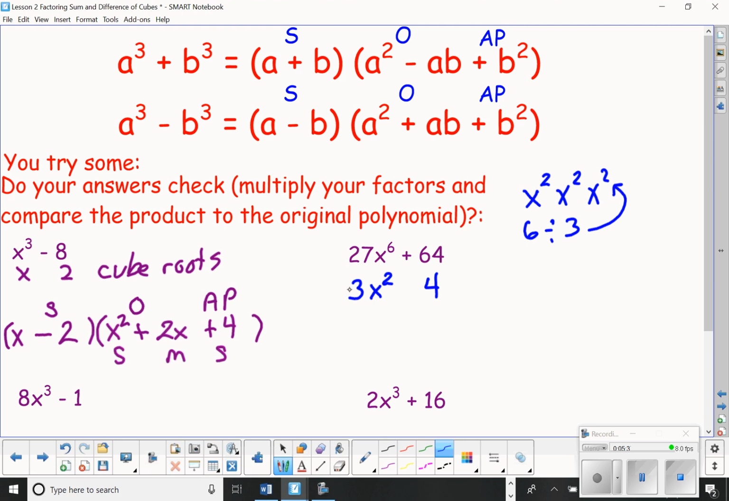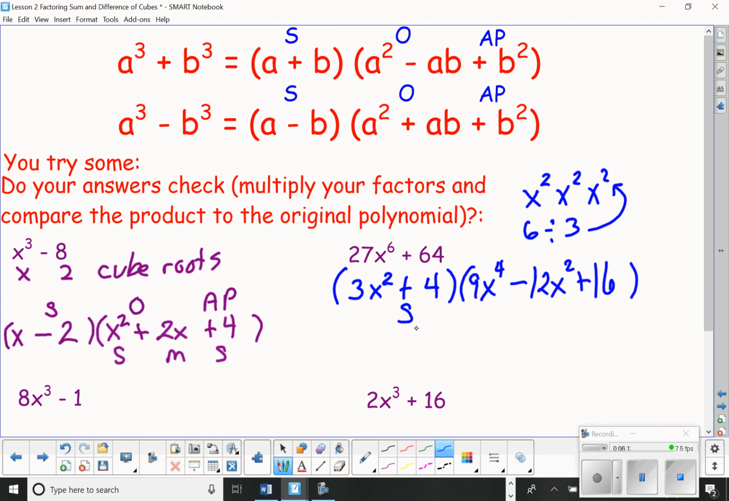Now that I have my cube roots, I can put parentheses around them, and I can use same. And then out here, I'm going to have opposite and always positive. What goes here? I need to square this. So 3x squared squared is 9x to the 4th. Then I'm going to multiply these two. 3x squared times 4 is 12x squared. Then I'm going to square the 4 and get 16.